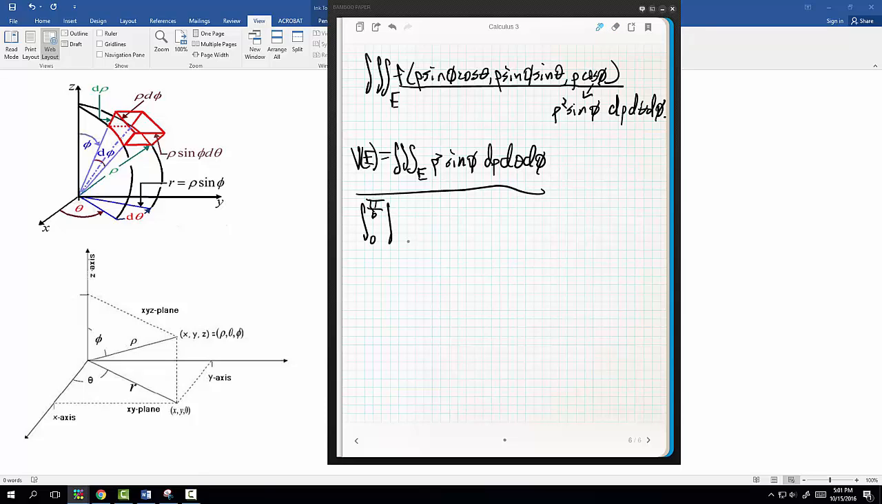I'm going from 0 to pi halves. That's where I got screwed up. Pi halves, and then I'm going from 0 to 3, and then I have rho squared sine phi d rho d theta d phi. Now, we're not going to evaluate it. We could easily evaluate it if we wanted to, but we're not going to.